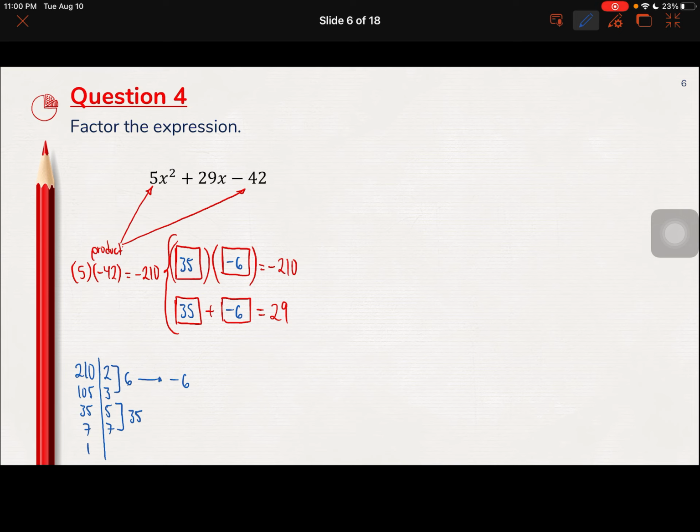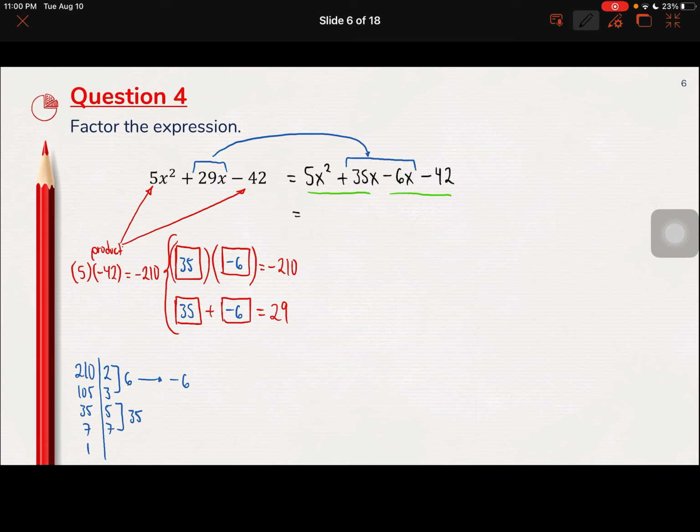So now we have these values, and we're going to use these two values to decompose the term in the middle, that is 29x. So 29x becomes 35x minus 6x, and then I write the last term, that is minus 42. Let me make a note that what I am doing here is decomposing this into these two. And now I'm going to make a grouping, a factorization by grouping.